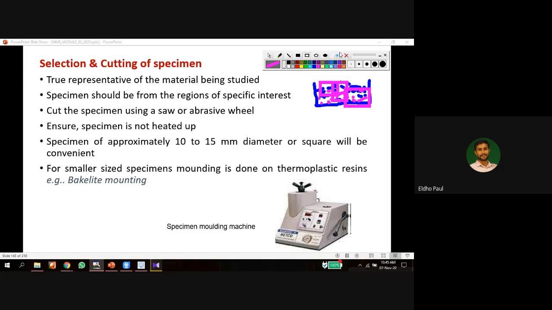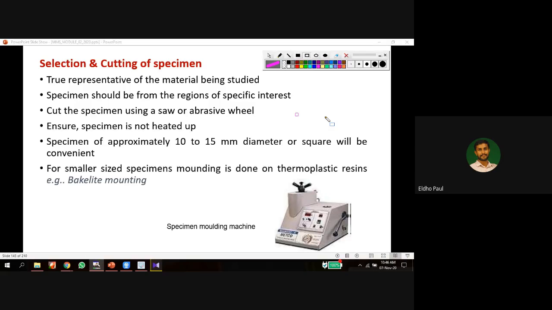Another point is that the specimen should be free from the region of specific interest, for example, similar to this case, where the bottom region contains more alloy elements. So we have to select a region of specific interest. If you want to study that segregation process, we have to select that area.